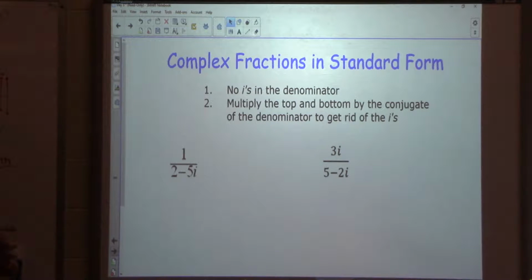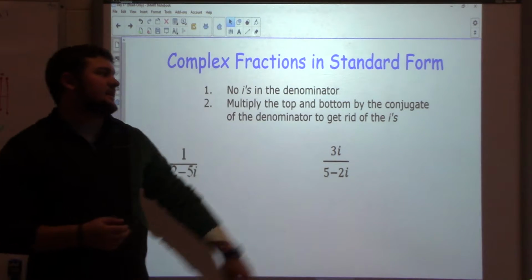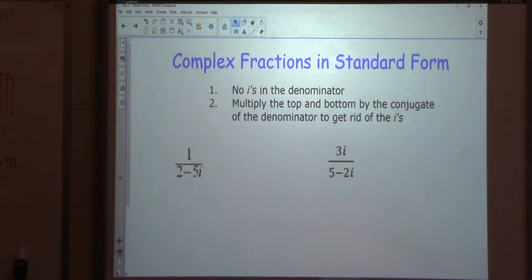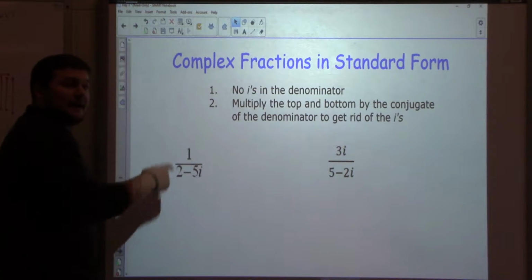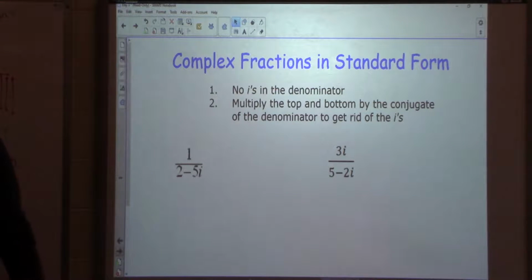So, to do that, we're going to multiply top and bottom by the conjugate of the denominator. Why do you think we would do that? What has happened every single time we multiplied a complex number by its conjugate? What have we gotten rid of? The i's, right? So if I multiply the denominator by its conjugate, I should have no more i's in my denominator. That's the whole idea of this, is to get rid of the i's. So that's why we're multiplying by the conjugate.